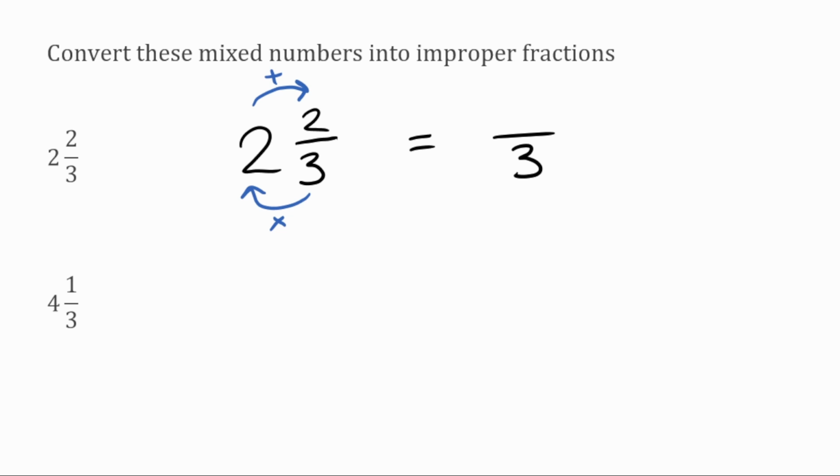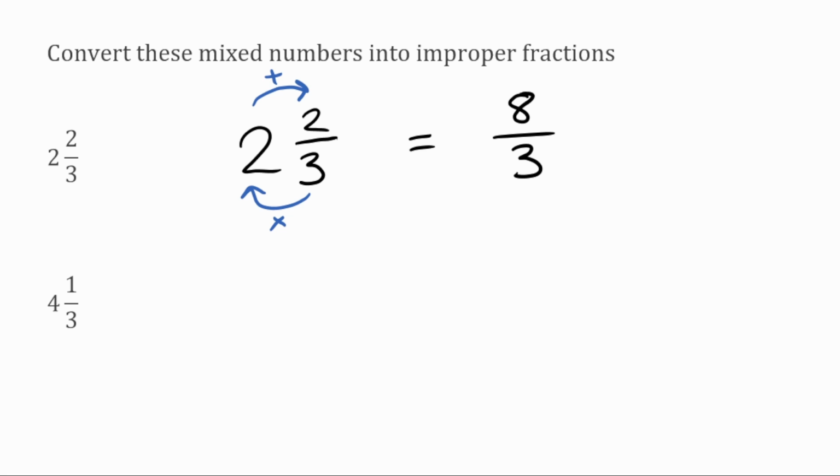So we'd start with the 3, we'd multiply it by 2, which would give us 6. We'd then add on the 2, that would give us 8. So 2 and 2/3 is equivalent to 8 over 3. So that's a nice quick method we can use to find out what the improper fraction would be.